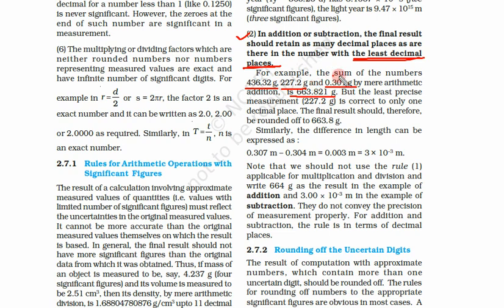This has 3 digits after decimal, this has only 1, this has 2. So what is the least precise measurement? This is the least precise. This is more precise, this is more precise. So this is the least precise, correct only up to 1 decimal. So the final result should be rounded off up to this 8, and we will leave the other two numbers: 663.8 gram.